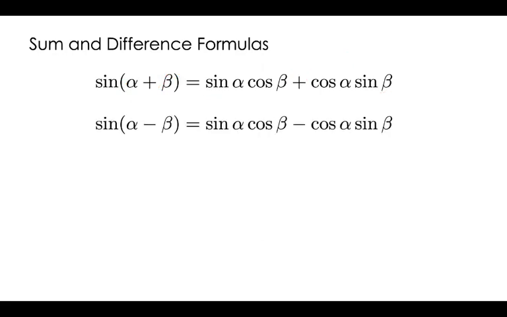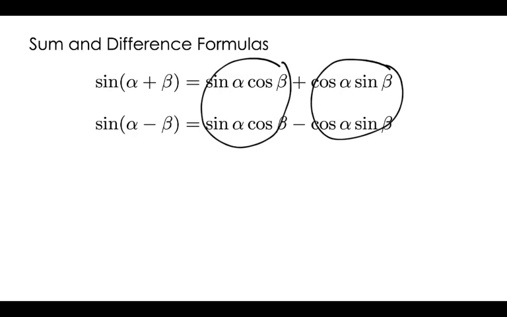All right, so we also have a formula for sine of alpha minus beta. It follows the same pattern. You've got sine alpha cosine beta, cosine alpha sine beta. Those are the same. Since it's subtraction, you end up with subtraction in the middle. All right, and then we have 2 formulas for cosine.